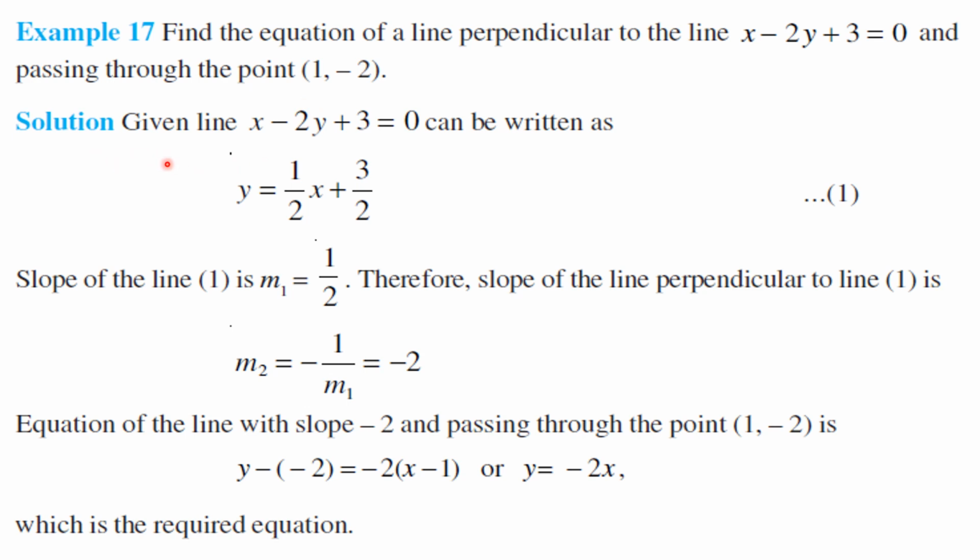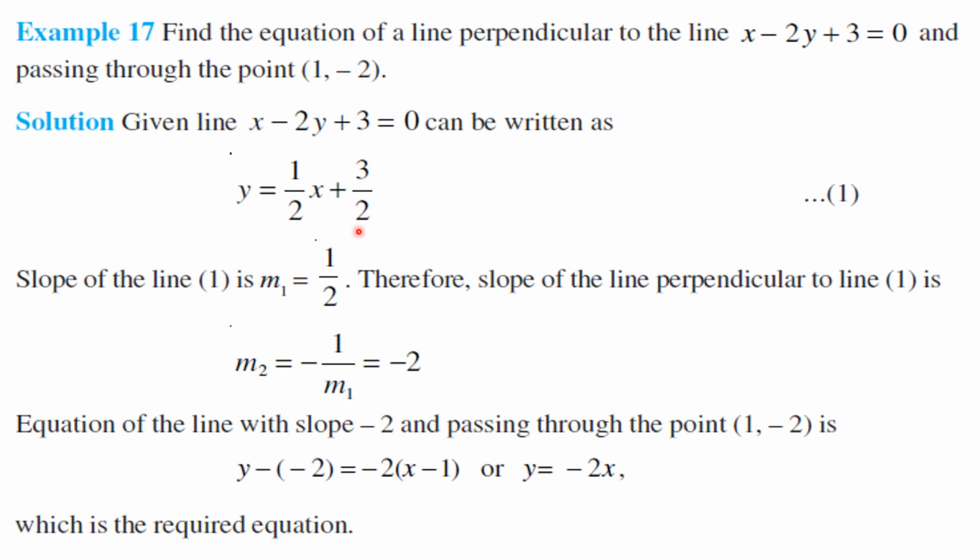Right. Come to the solution part. What is the given line? x minus 2y plus 3 is equal to 0. If you observe this equation, this is a general form of the line. Okay, my children. Now let us transform. Let us convert this equation in the form of slope intercept form of a line. That is y is equal to mx plus c.